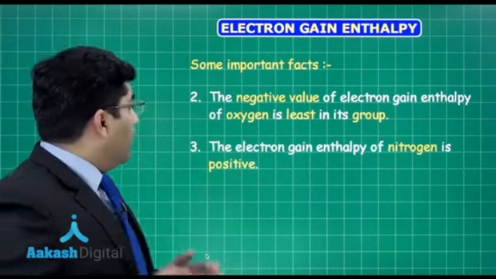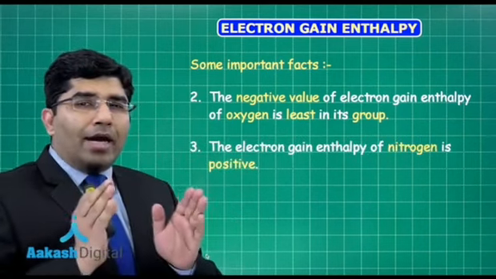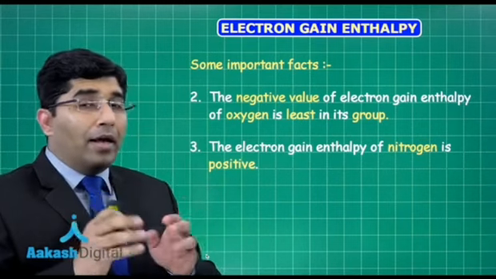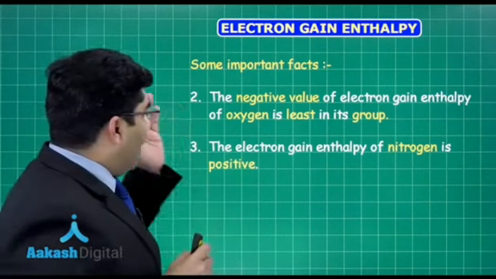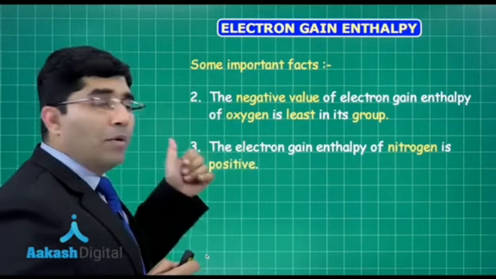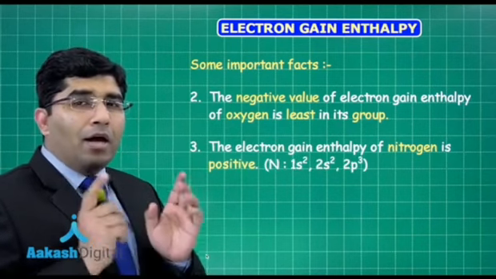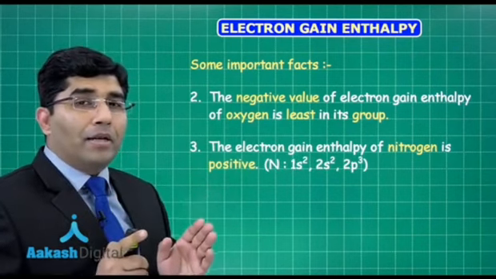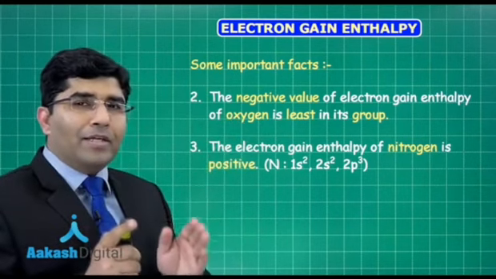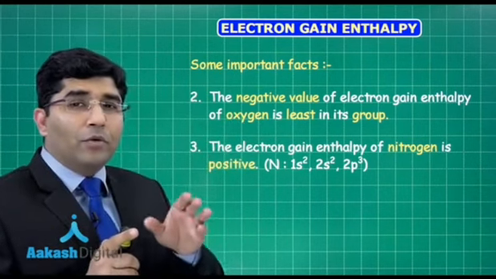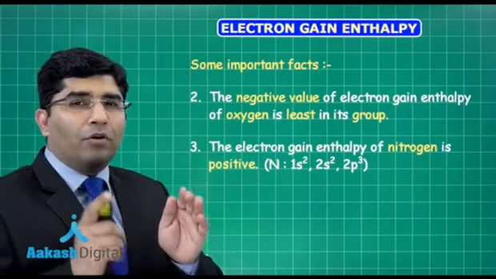Now, another exception. Everybody knows that nitrogen is a non-metal, and a non-metal has a tendency to gain the electron. But the electron gain enthalpy of nitrogen is positive. Do you know why? It is because of the half-filled p subshell. We know that half-filled subshells are stable, and if they are stable, then it is very difficult to put the electron in the valence shell of nitrogen.